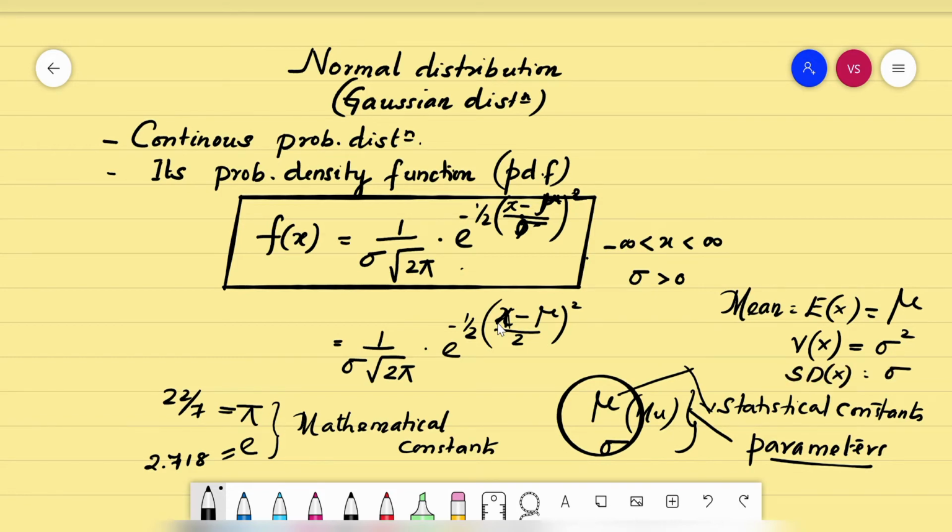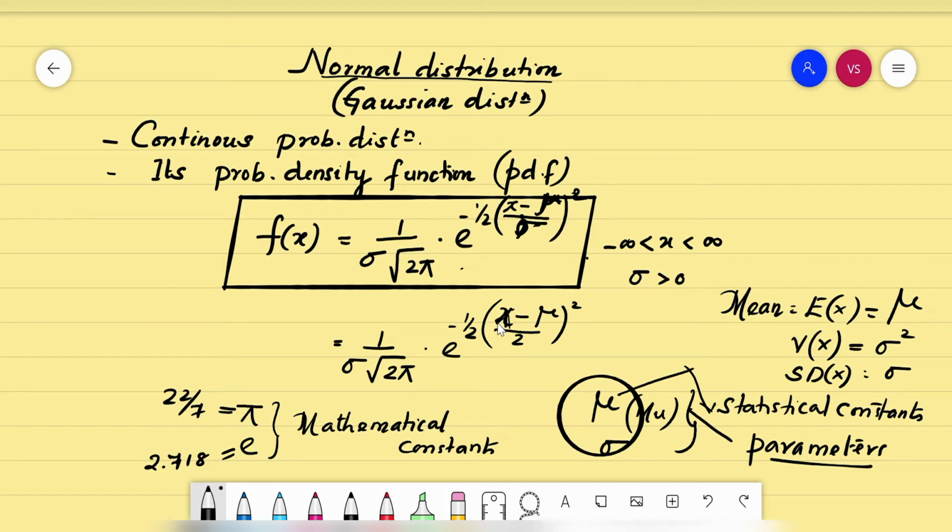This is the beginning that you need to understand, students. First thing is normal distribution is a continuous probability distribution, and its probability density function is given by this. What is a continuous probability distribution? I had explained to you. And the probability density function, why is it called a probability density function?